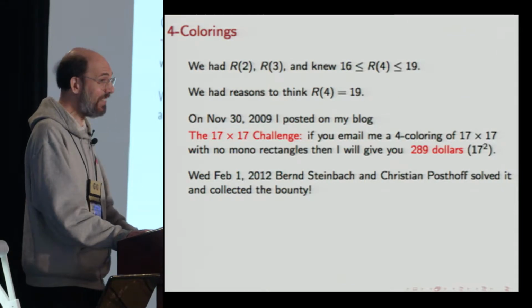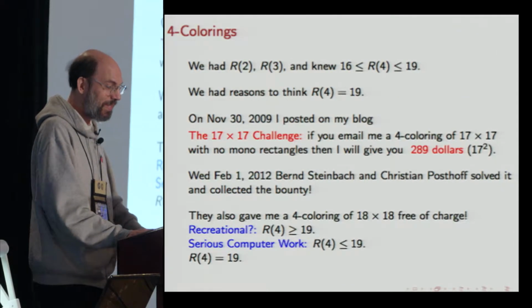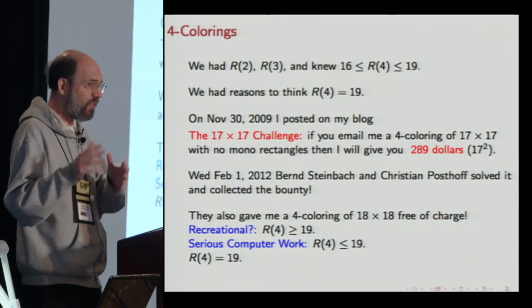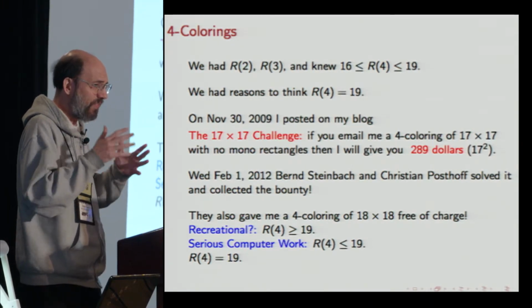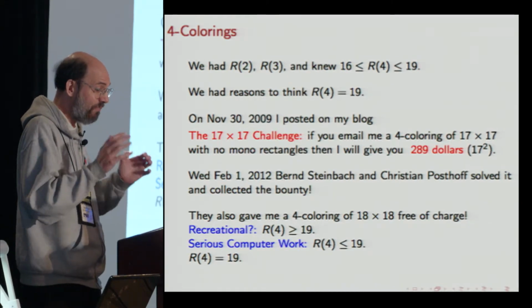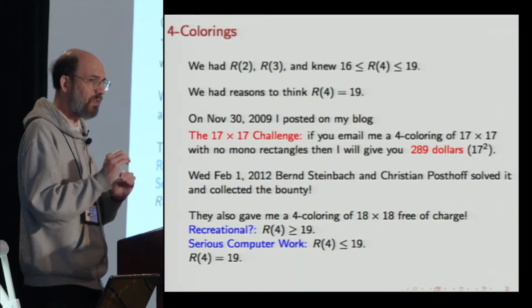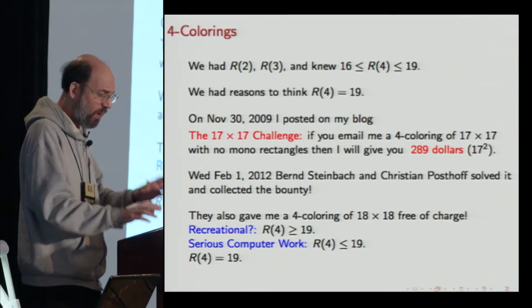It did. On February 1st, 2012, three years later, two people from Germany, Bernd Steinbach and Christian Posthoff, solved it, and they did indeed collect the bounty. They also gave me, I was not surprised, but I thought correctly, that if you can do 17 by 17, then you'd have the technology and mathematics to go further than that. In fact, they also did 18 by 18 for free. So now we do know that R of 4 is at least 19, so indeed, we now know R of 4 equals 19. That was computer work. Whether you want to call it recreational or not is more a matter of debate, but that was done.